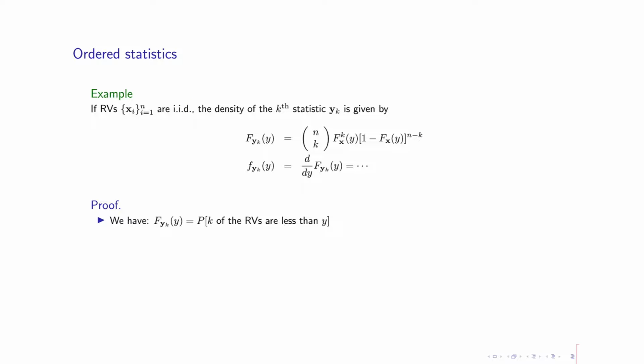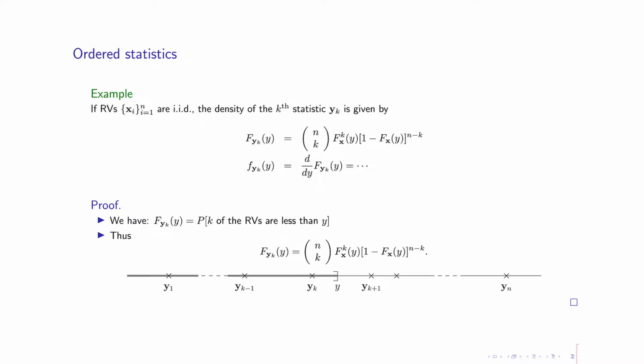So the probability for yk is that k out of n random variables are less than this, and this is a Bernoulli experiment. Because these y1, yk, etc. are sorted, we know that this is below that. If we want to find yk, all of them should be below that, and then you can argue that.